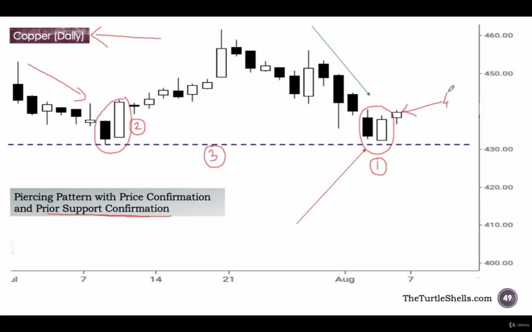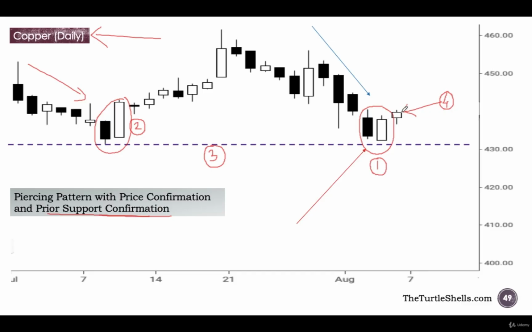So that's signal number 4. Since it is closed, although it's a small candle, it is closed above the close of the piercing pattern. So that is signal number 4. It is giving us that price confirmation. So that makes us comfortable taking that long position.